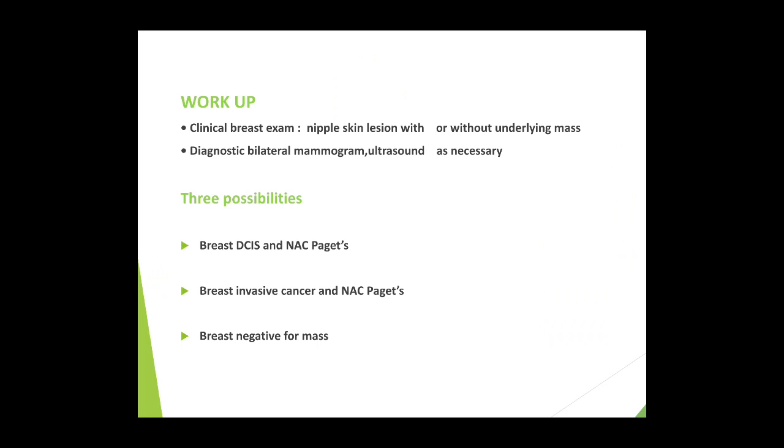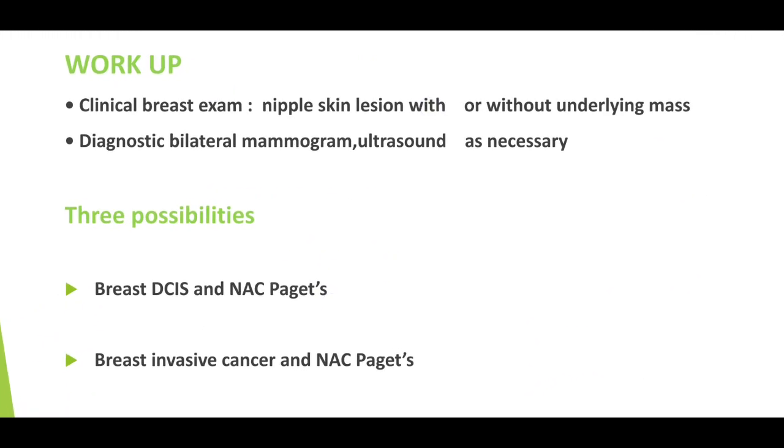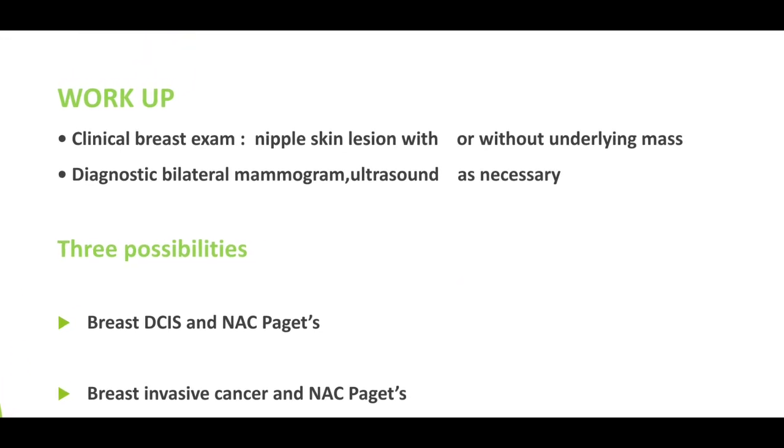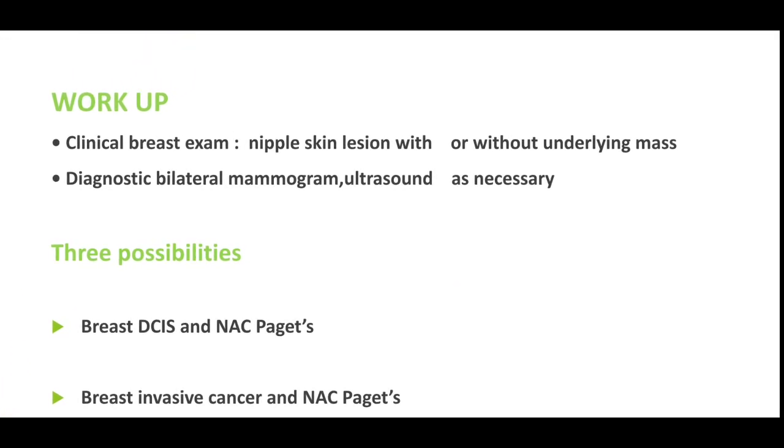Now, the workup for a patient with Paget disease, of course, starts with history and clinical examination. For the nipple skin lesion, we can see a skin lesion only without an underlying mass, or we can see a mass on examination underlying the nipple. The tools for the diagnosis include bilateral mammography and ultrasonography. But sometimes the mass will not be visible by these measures, so we use MRI for diagnosis of the mass in the presence of Paget disease.